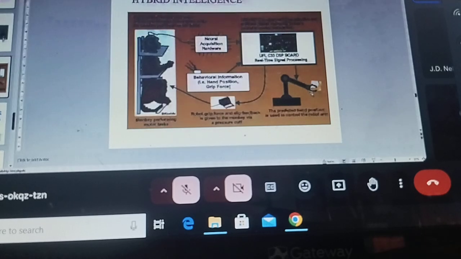So this type of hybrid processing will be very, very useful for future wars. Why should our soldiers go to war? Animals can go, honeybees can go and harm the enemies. So in future, these types of systems will be very common.